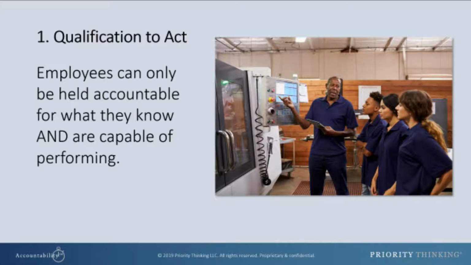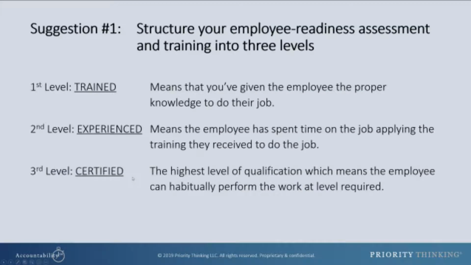The OJT system, that on-the-job training process, has really been the primary way of qualifying people, and the standards tend to be elastic and flexible, and so you get different views of what it means to be qualified. So here are 3 tips to help you with being qualified to act, or at least increasing accountability in this first part of our recipe. So my suggestion is work on your employee readiness and training programs so that you have 3 levels. The first level is make sure the employee is trained.